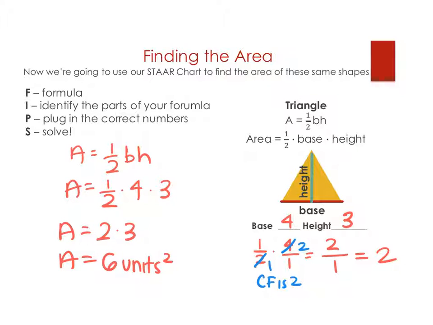If you were wondering why we're saying units squared, well, if you look on your geoboard, remember they made squares on the inside. That's why we say units squared. How many squares are inside that shape? That's what we're saying. So now that you know how to find the area of a rectangle, a trapezoid, and a triangle, you're going to be doing the same thing on your assignment today.